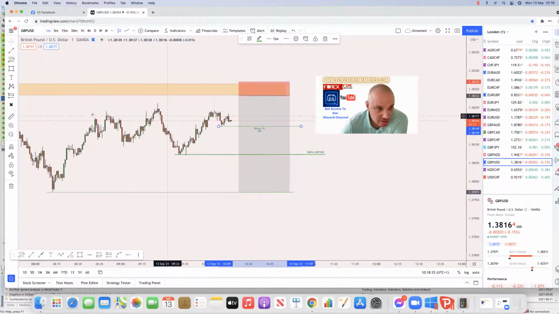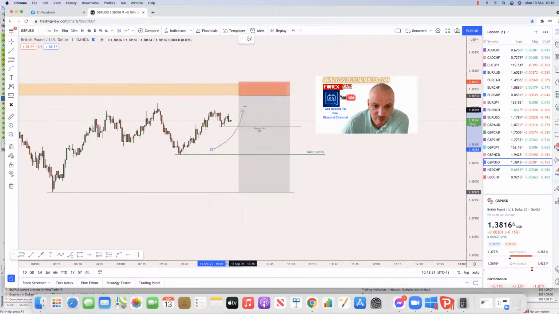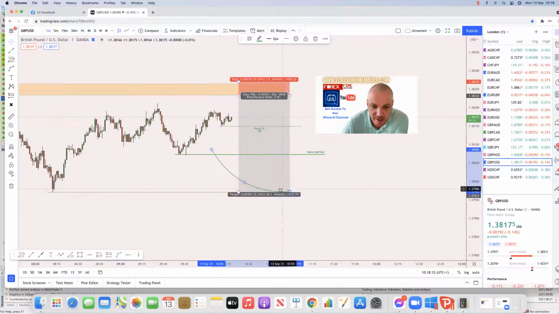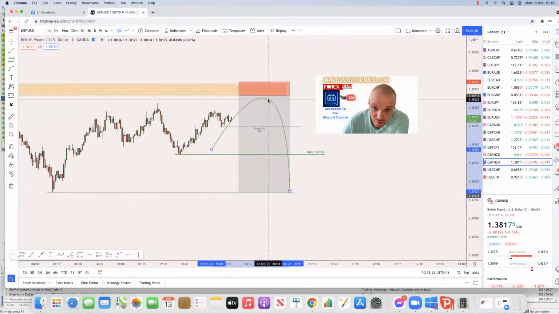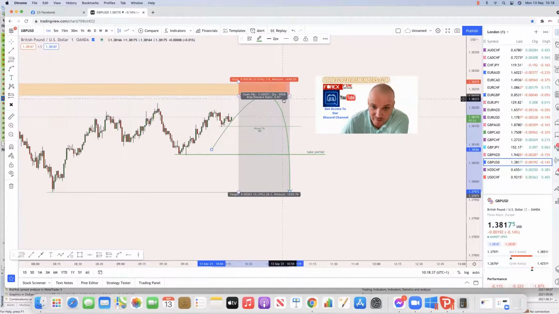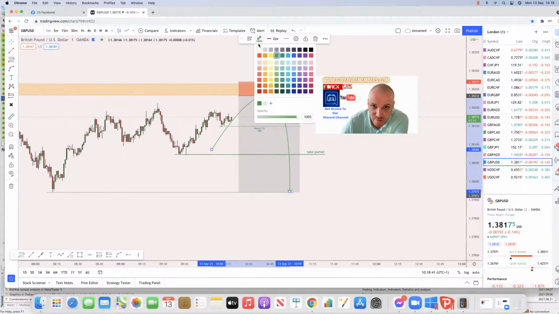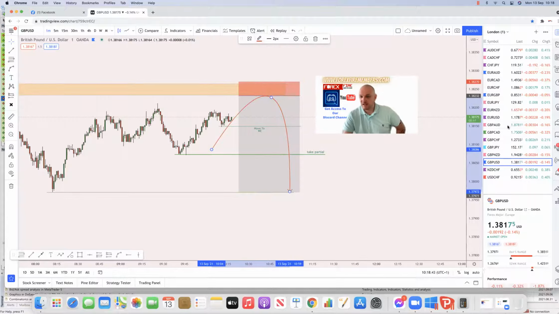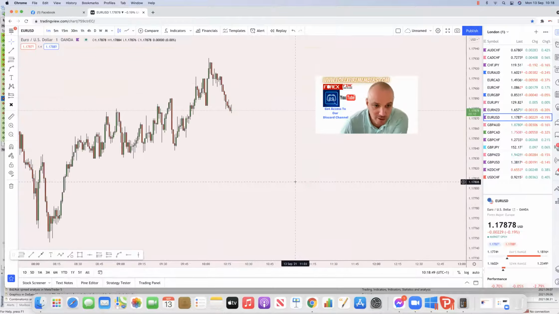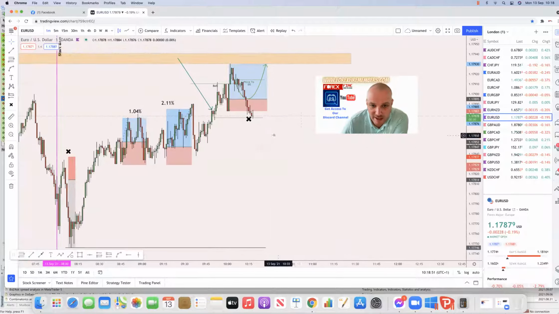Okay, what we'll do is we'll just do this. We'll go right. So price is there. We're expecting it to come to here. Hopefully come to here. We're hoping for it to do this. Let's just make that red. And let's just go back to, I just want to make that purple, the Euro USD, which is what we were looking at. Yes, it's taken out the liquidity on there as well.